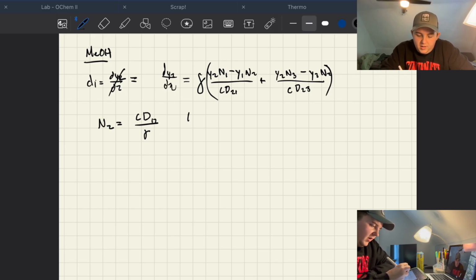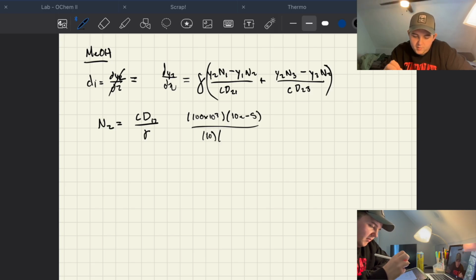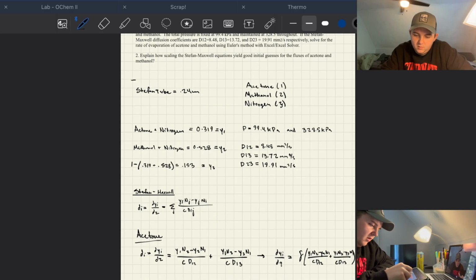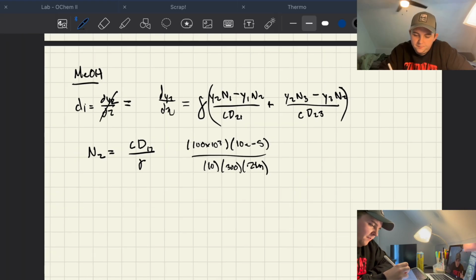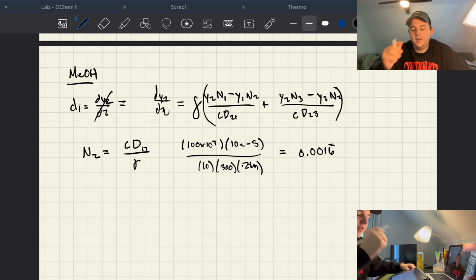And we know C is going to be, so yeah, we're going to have to separate it. So we're going to get 100 times 10 to the third times D12, which is 10 to the negative fifth, over our length times the rest of our concentration. And then we know our Stefan tube's only 2 meters, right? Yeah, well, 0.24, I guess. I'll be back. Okay, I just did the math quick, and it's 0.0016 repeating, or 1 over 600.